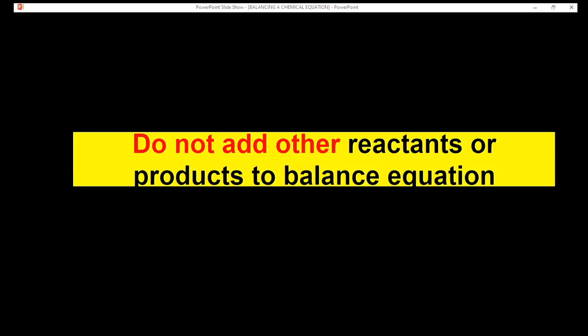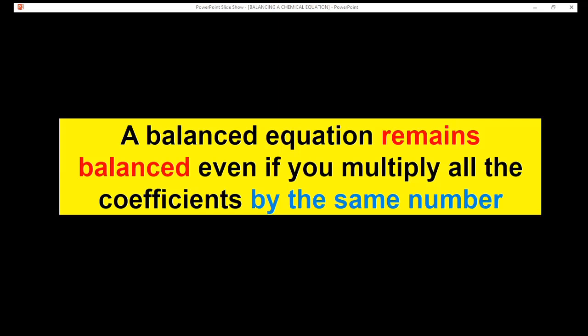For example, if we look back at the equation that we discussed just now, the reactants are just octane and oxygen, and on the products side we have carbon dioxide and water. So do not add other reactants or other products to balance the equation. Whenever we are doing this balancing, just use all of the components given in the equation. And lastly, remember, a balanced equation remains balanced even if you multiply all the coefficients by the same number.